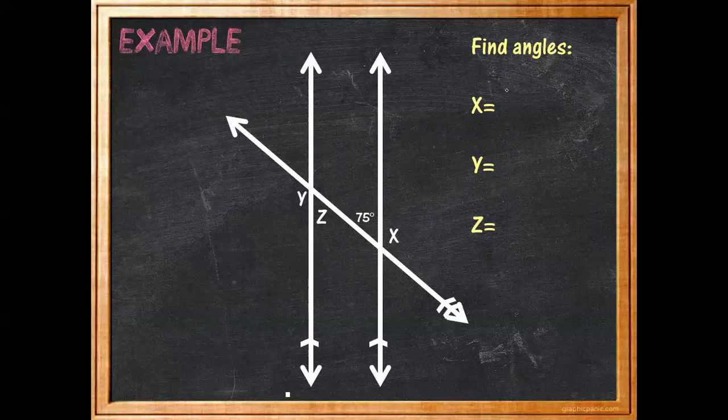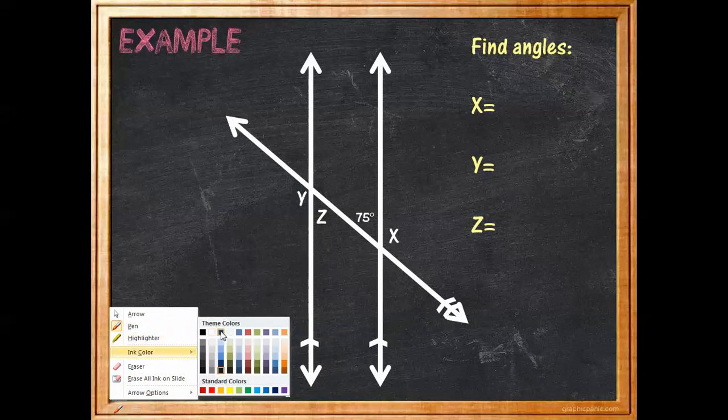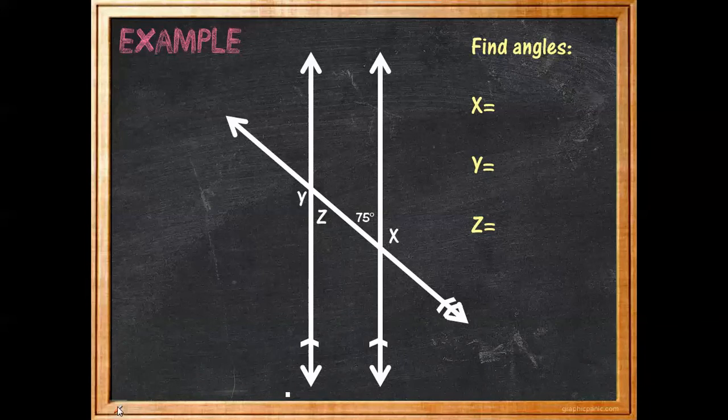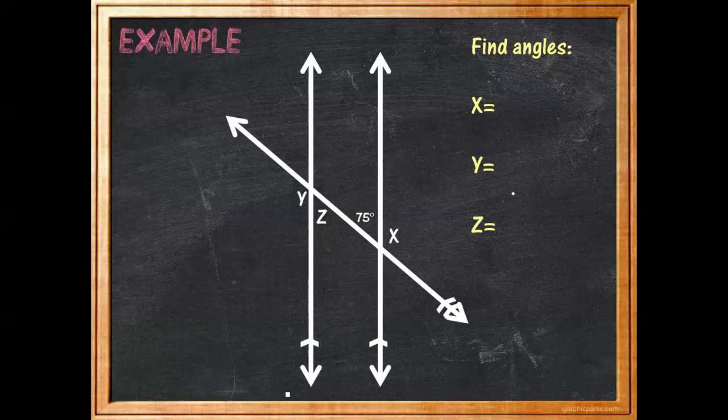On this one, we are going to find the angles for X, Y, and Z. Here are my parallel lines, and here's my transversal. First, let's look at Z. If we have 75, it's on the inside and to the right of the transversal. Z is to the left, but also inside. So these two angles are alternate interior angles, which means that they are congruent. So if they're congruent, then we know that Z equals 75 degrees.